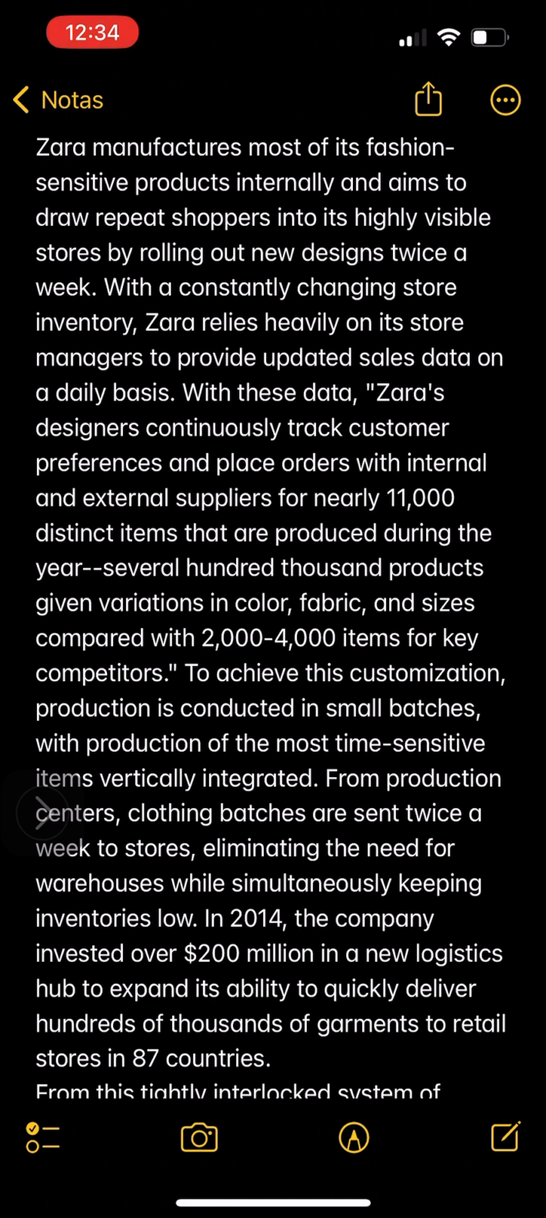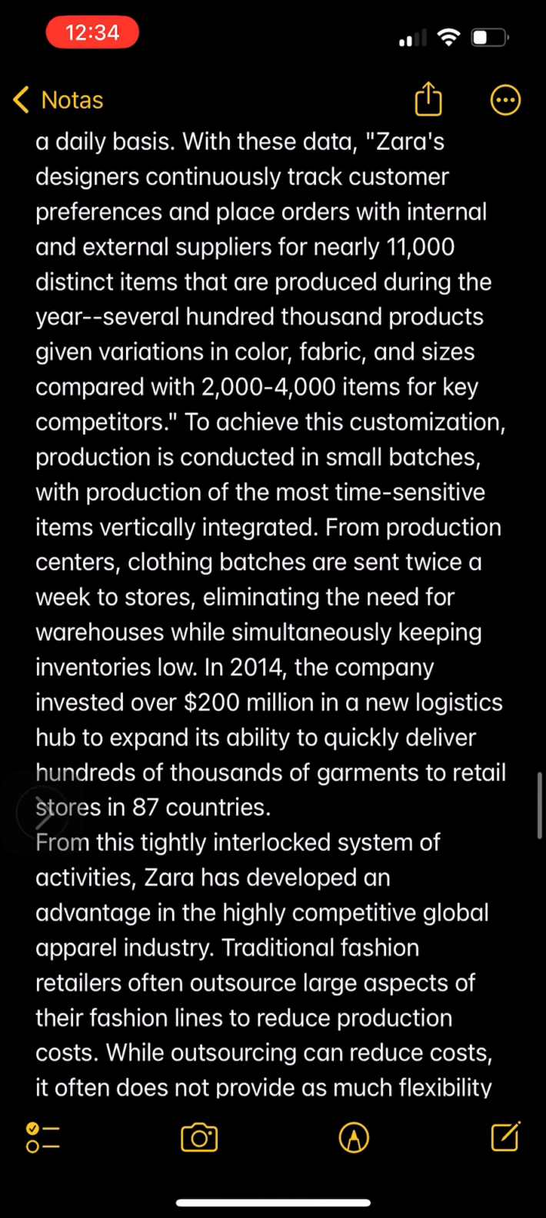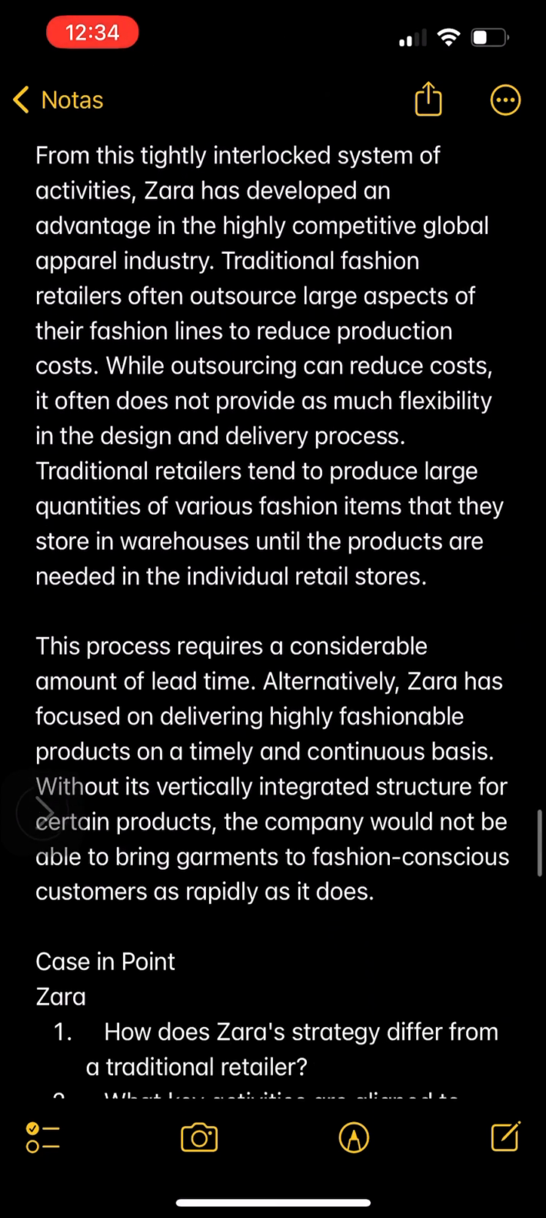From production centers, clothing batches are sent twice a week to stores, eliminating the need for warehouses while simultaneously keeping inventories low. In 2014, the company invested over $200 million in a new logistics hub to expand its ability to quickly deliver hundreds of thousands of garments to retail stores in 87 countries. From this tightly interlocked system of activities, Zara has developed an advantage in a highly competitive global apparel industry.